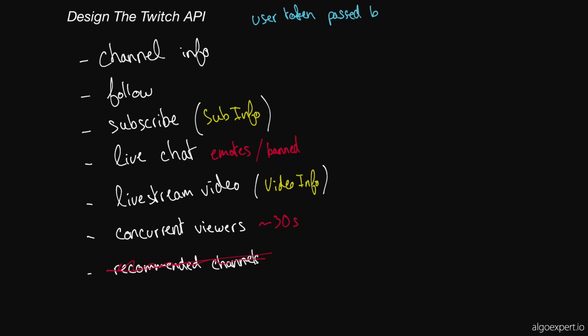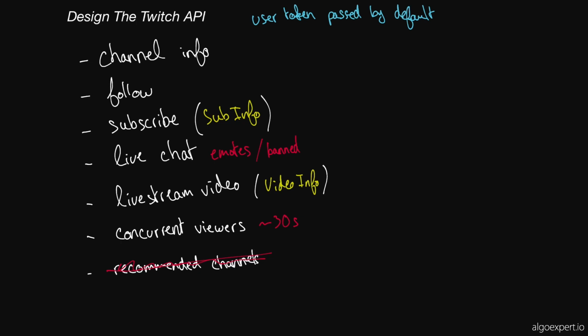Okay, so the second thing that I wanted to mention that I think relates to all these API endpoints is that all of them are related to the channel in question, right? Channel info, following the channel, the live chat of the channel. So every API endpoint is going to take in as an explicit first parameter a channel ID, and I'll write it down when I actually write down the API endpoints. And this channel ID will also be a unique ID.